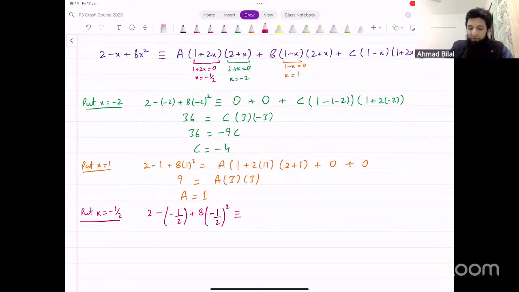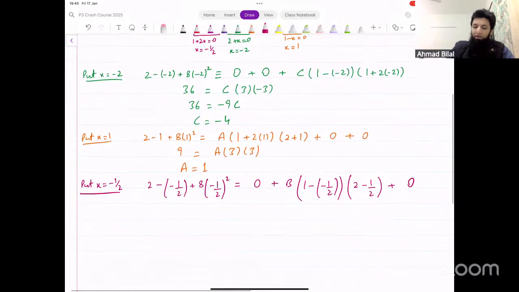On the right side, whichever term now has 1 plus 2x, that will become 0, right? So the first term is 0. Then the second one does not have that bracket, so we have b into 1 minus x. That means 1 minus 1 over 2 into 2 minus 1 over 2. And then you have 1 plus 2x in the last term already as well. That becomes 0.